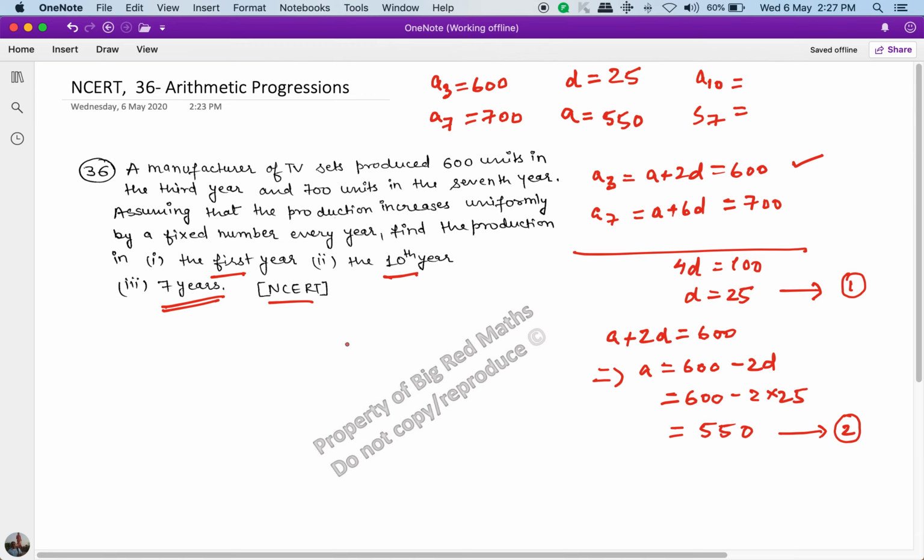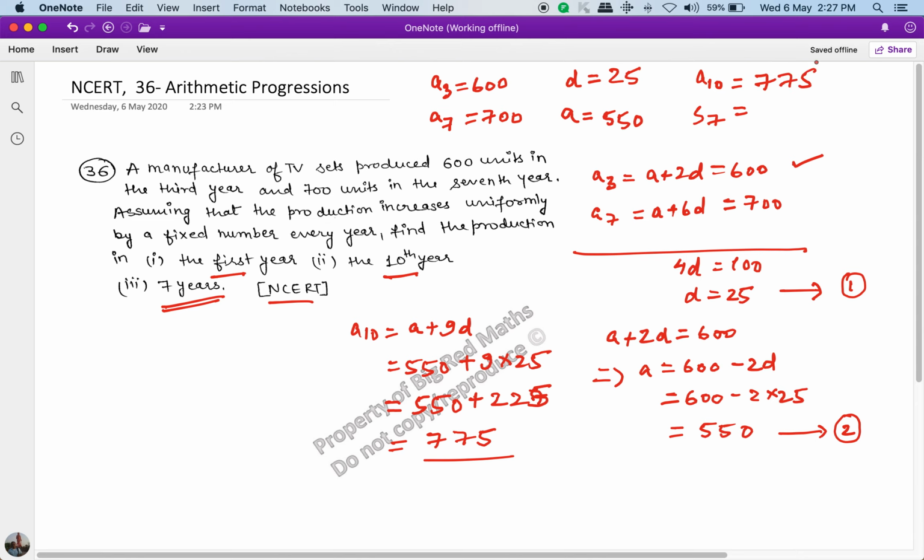The next thing we have to find is A of 10. Finding A of 10 is very simple, because we know that A of 10 is equal to A plus 9D. What is the value of A? 550. We have already found this. Plus 9 of D, which is 9 into 25, which is 550 plus 225. Add the two, what do we get? 775. This is the third part of the answer: A10 is equal to 775.